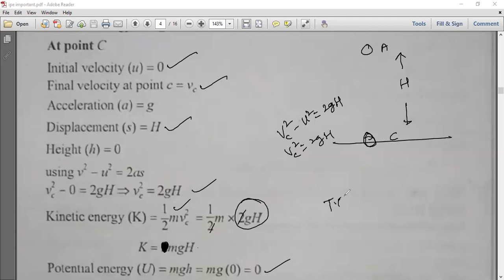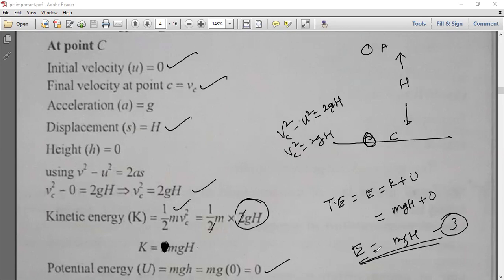So total energy you can do again. That is E is equal to K plus U, and K is mgH plus 0, and therefore again total energy is equal to mgH. Call this equation number 3. So from equations 1, 2 and 3 you can conclude that total energy is constant at each and every point. Got it? Understood? Yes? Okay, so let's move ahead.